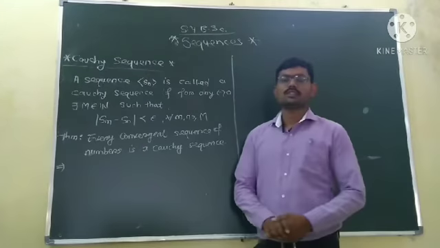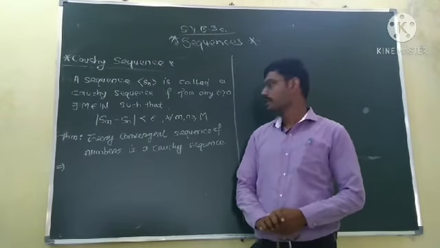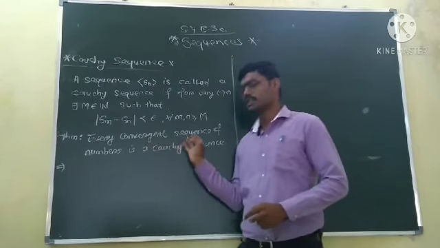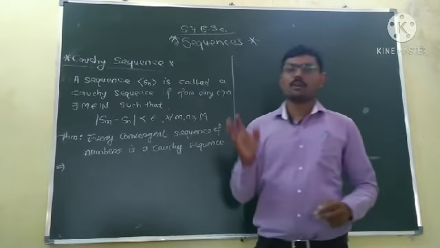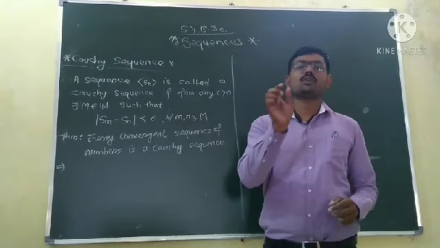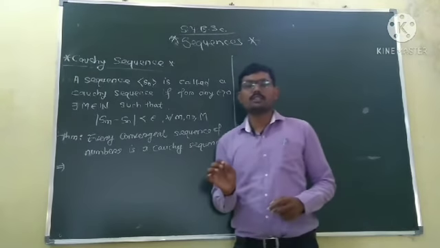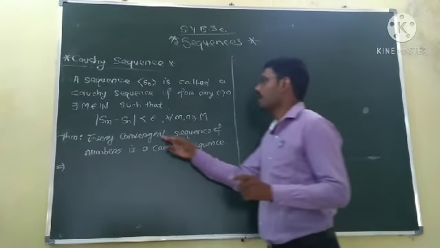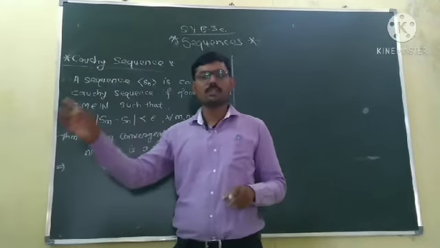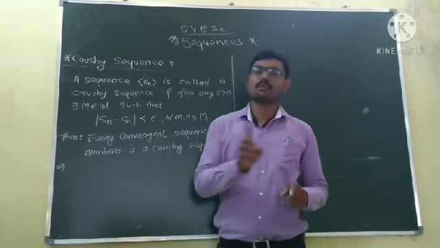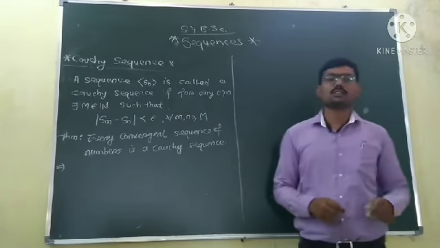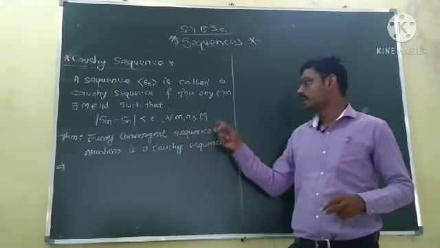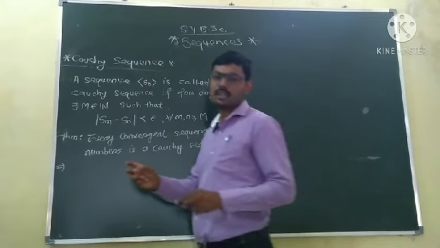Now we will see one very important theorem: every convergent sequence of real numbers is a Cauchy sequence. I already talked about this. I have said that there is a very close relationship between convergent sequences and Cauchy sequences. We are seeing it graphically. This means if a sequence is convergent, then it must be a Cauchy sequence. Or we can say, if a sequence is not a Cauchy sequence, it cannot be convergent.